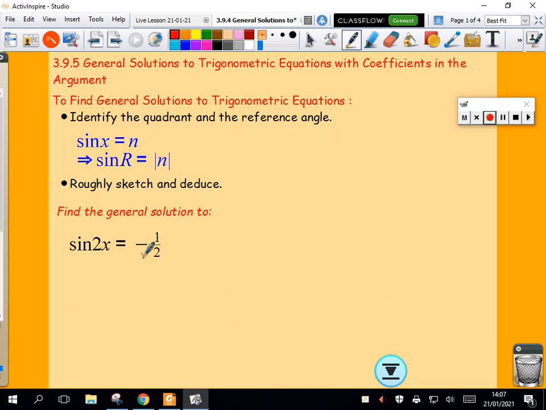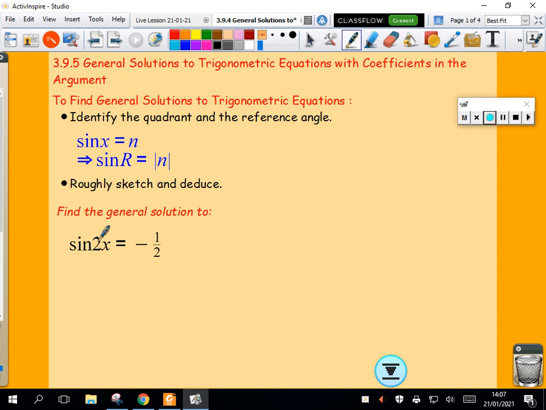And we're going to follow the process. First of all, we're going to identify the quadrant and the reference angle, and then we are going to roughly sketch it and deduce our answers. Okay, remember the 2x is going to change things slightly in this case. So the argument here is 2x, there's a coefficient of 2 in there. What are we going to do?